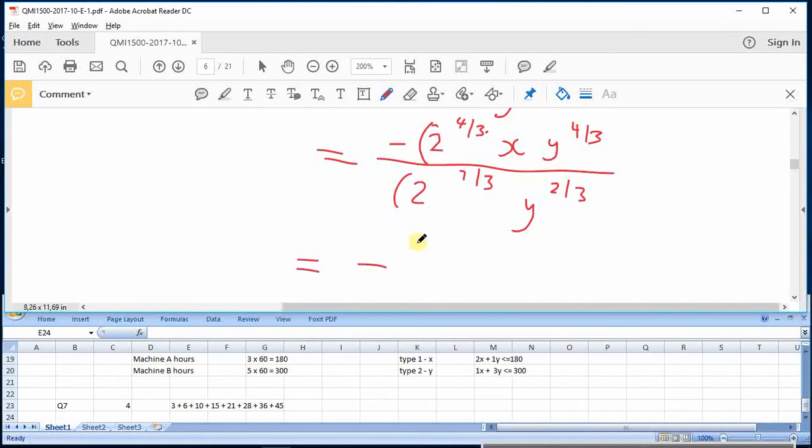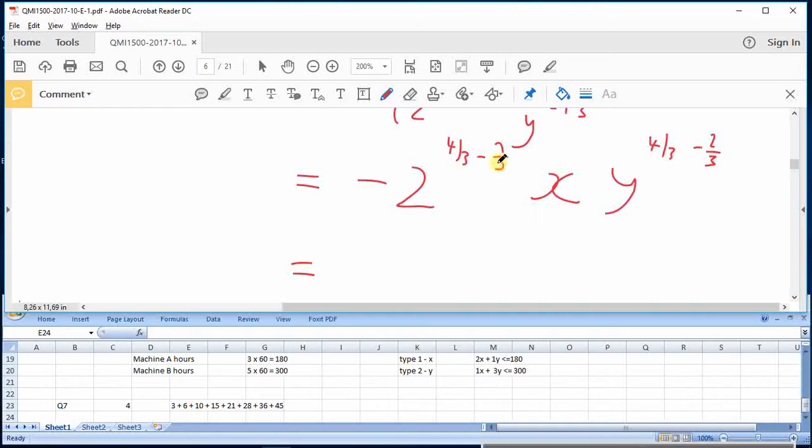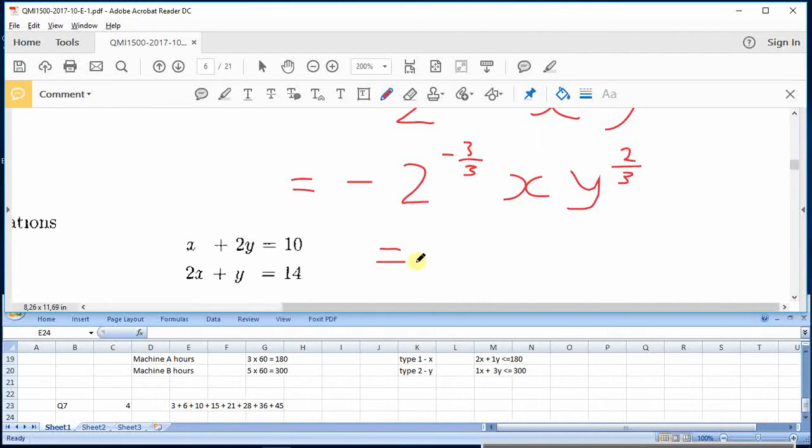Alright, so now this whole thing is going to be a minus. If I have the numerator at the top, it'll be 2 to the 4 over 3 minus 7 over 3, and then obviously x, then y to the 4 over 3 minus 2 over 3. So 4 minus 7 is minus 3 over 3, that's minus 1. This is y. 4 minus 2 is 2 over 3. So that gives me 2 to the minus 1, x, y to the 2 over 3.